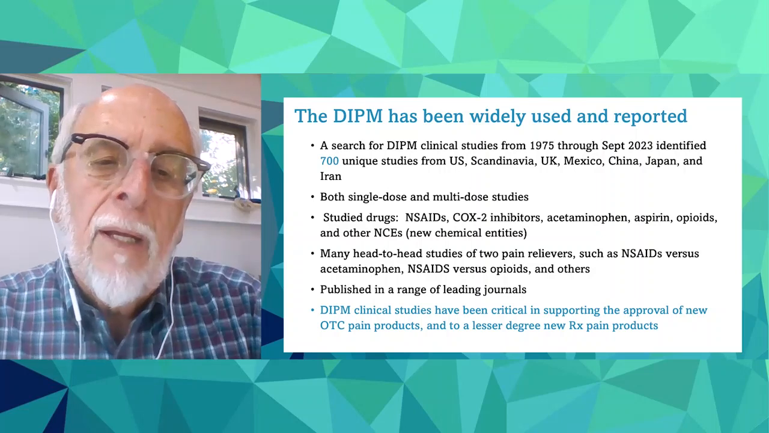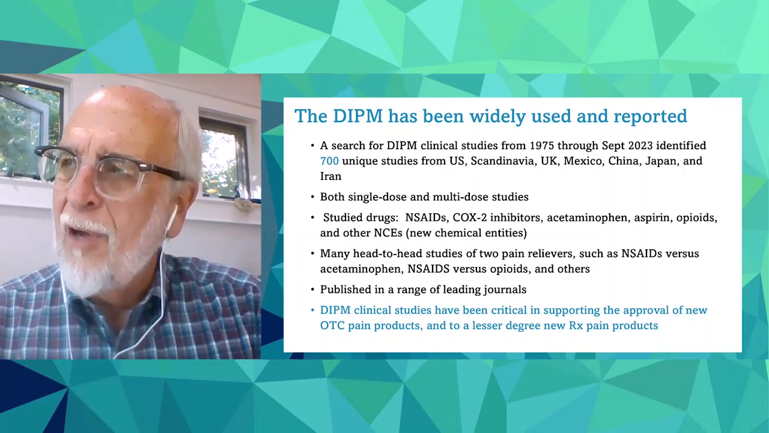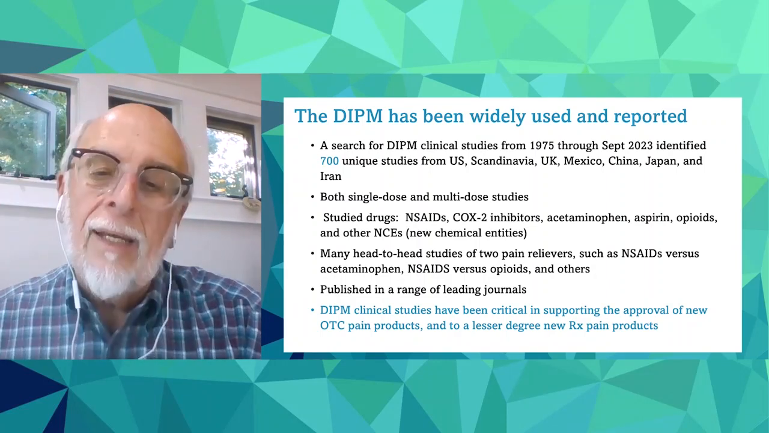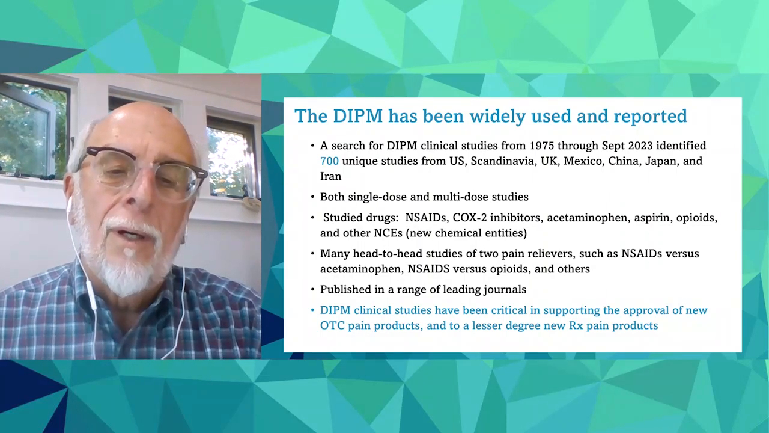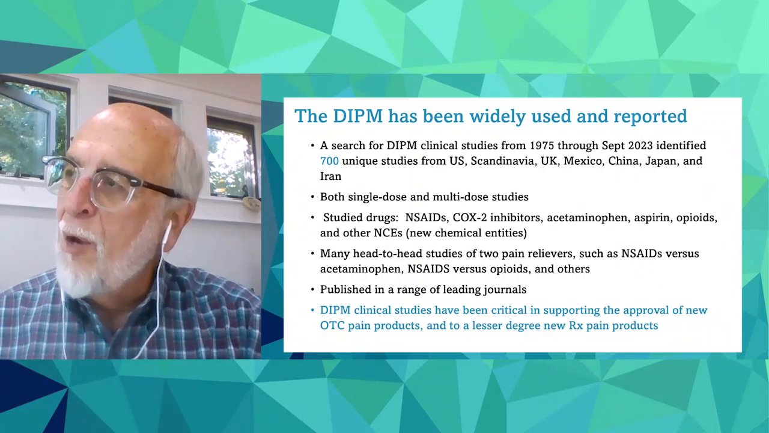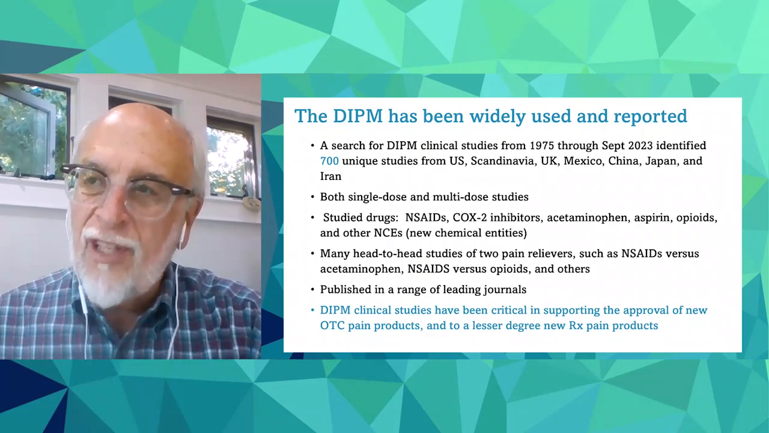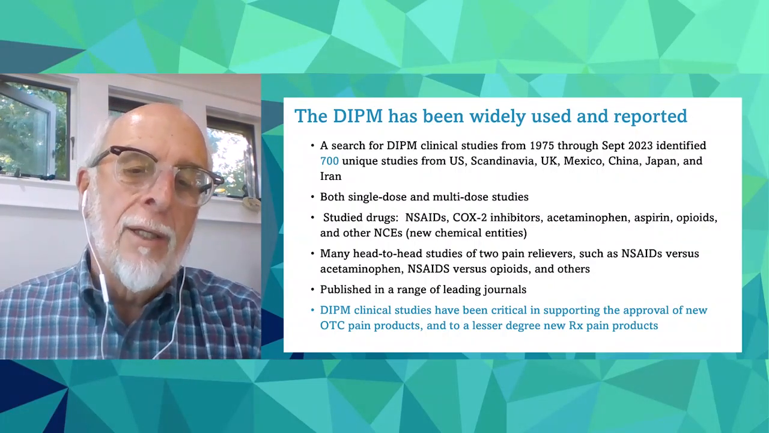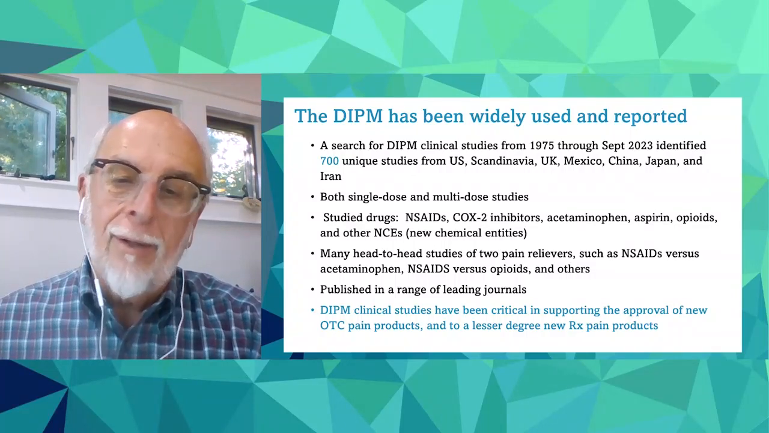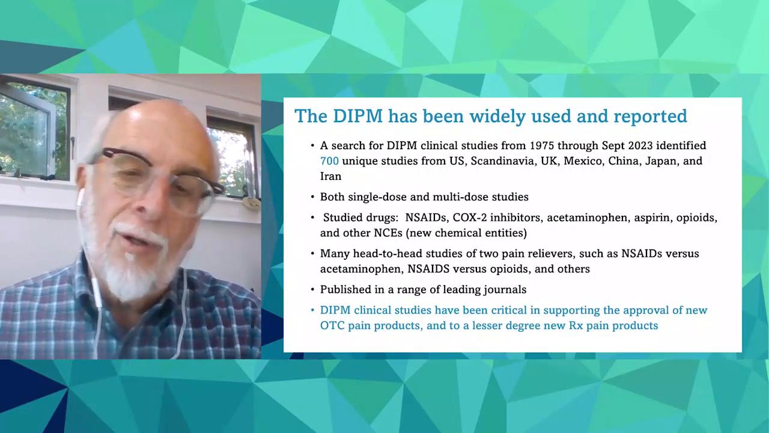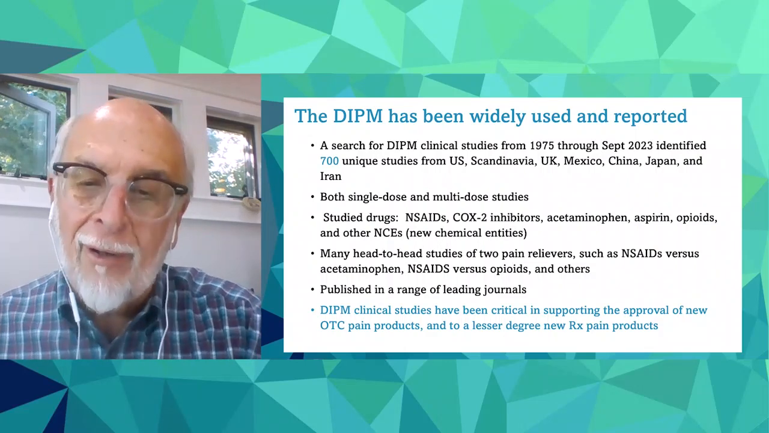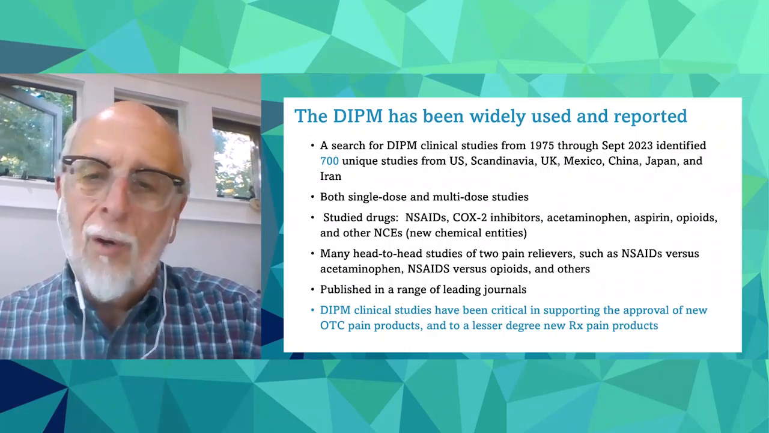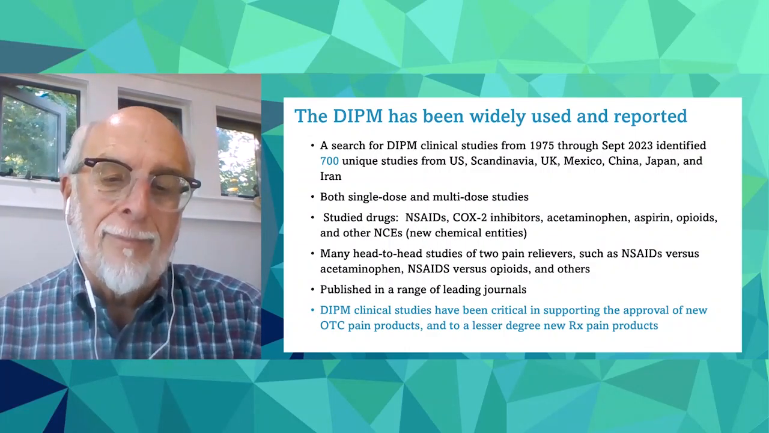The next slide is a little summary of how often these pain relievers have been used. Through September of last year, when we did a study of how many publications there were, there were over 700 unique studies. That means they were all different. They weren't just repeating the same study. They were done in Europe, North America, South America, and in Asia. And it's been reproducible as long as basic principles are followed.